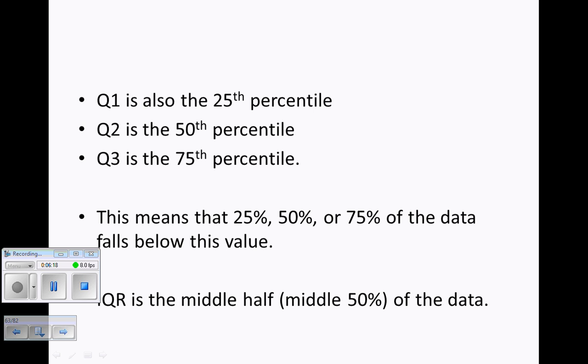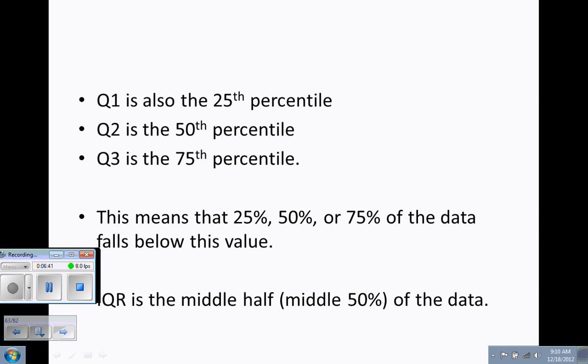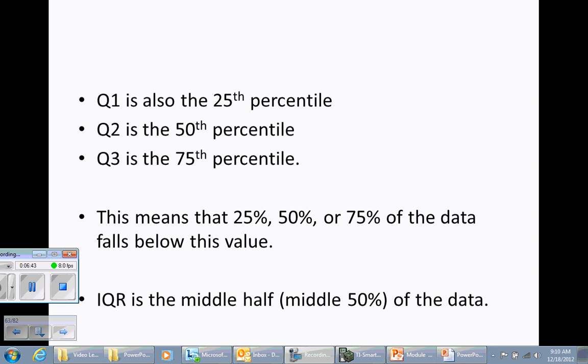So quartile 1 is also your 25th percentile. Quartile 2 is your 50th percentile. Quartile 3 is the 75th percentile. So what that means is that 25% of the data lies below quartile 1, and so on for quartile 2 and 3. So your IQR is the middle half of the data. That's the middle 50% of the data when you're dealing with the IQR.